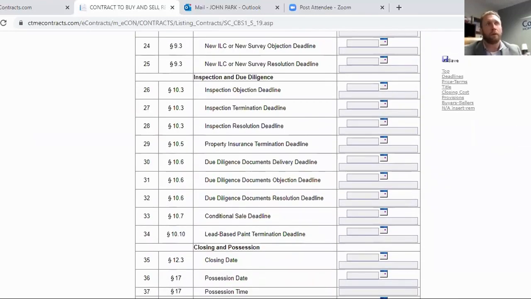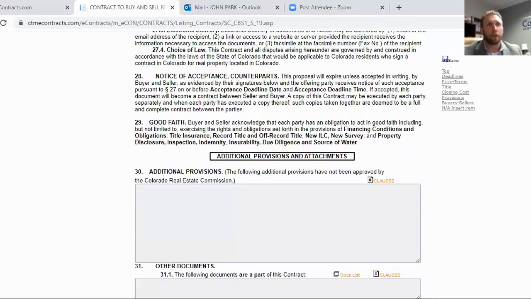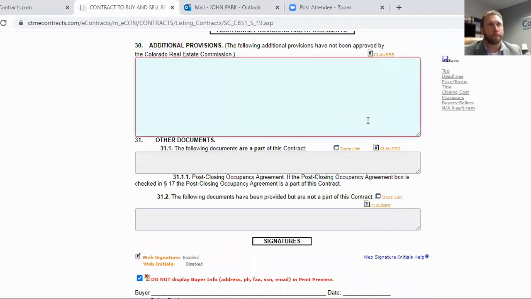So let's go down to additional provisions, which is towards the bottom, paragraph 30. So let's just go ahead and add: this contract is assignable.